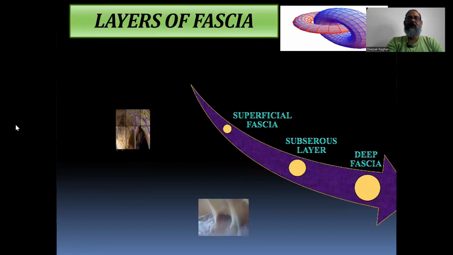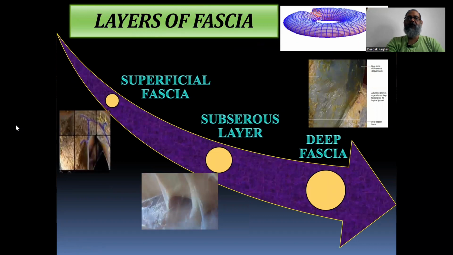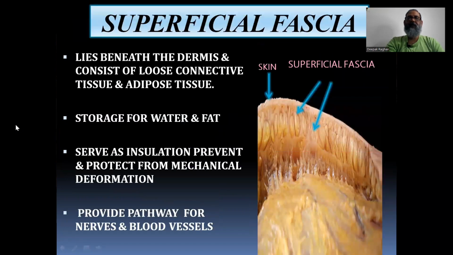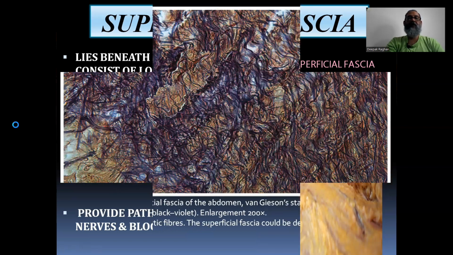Layers of fascia. There are three layers of fascia: superficial fascia, subserous layer, and deep fascia. Superficial fascia lies beneath the dermis and consists of loose connective tissue and adipose tissue. This layer stores water and fat, serves as insulation, and protects from mechanical deformation. It provides a pathway for nerves and blood vessels.